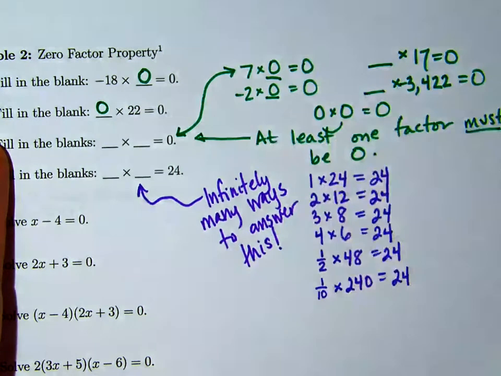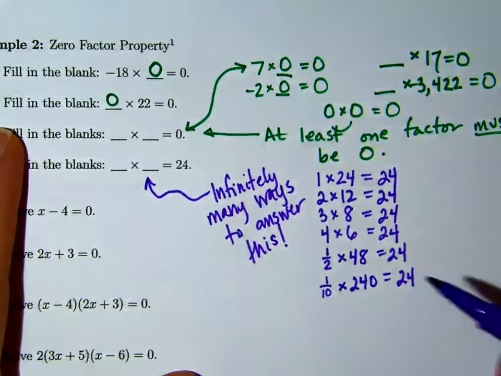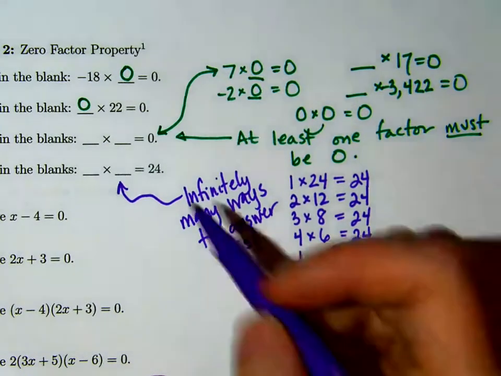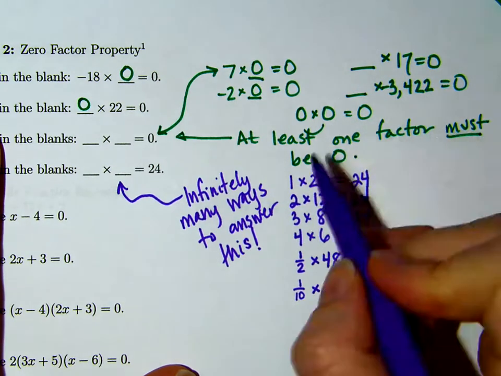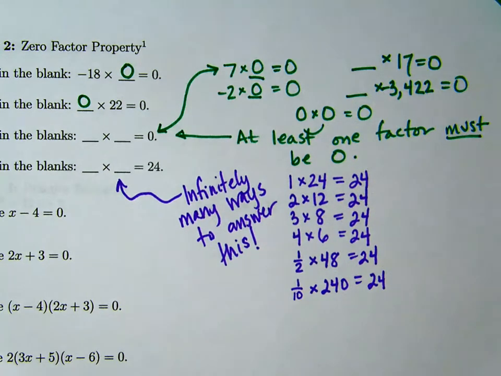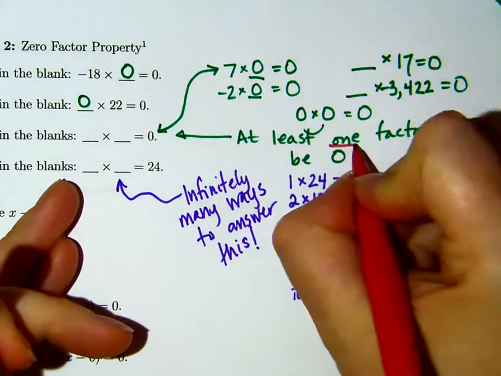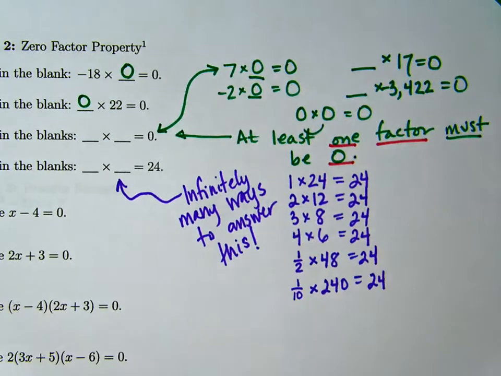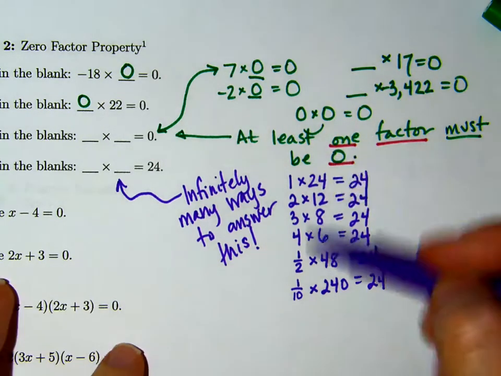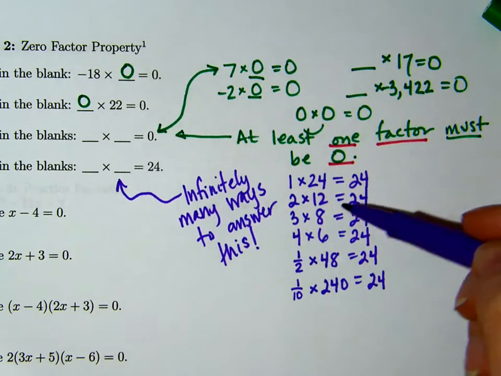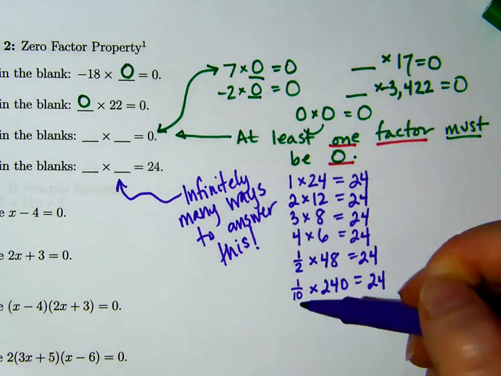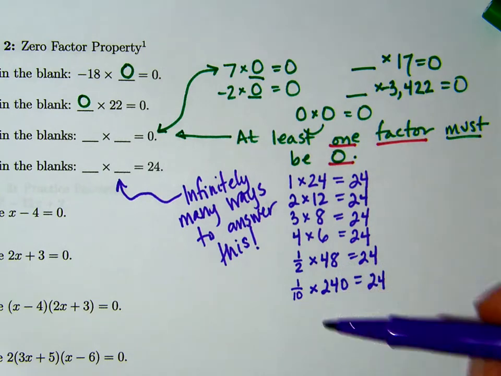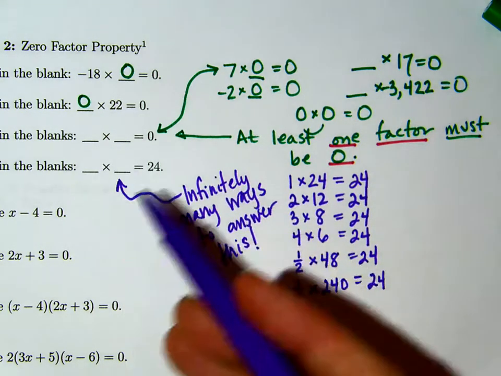There are infinitely many ways to answer this correctly. Whereas if we did something times something equals 0, at least one factor must be a 0. So it indicated to us one factor must be a 0. It gave us a direction, whereas here, it didn't really give us a direction. One factor doesn't have to be 24. One factor doesn't even have to be a whole number. One factor doesn't have to be positive. So this is so much flexibility.